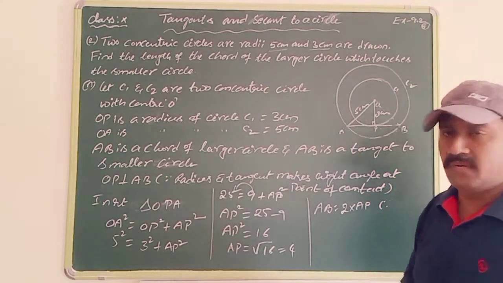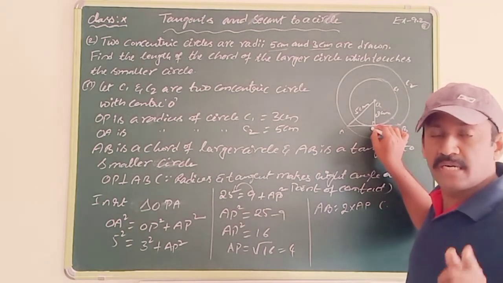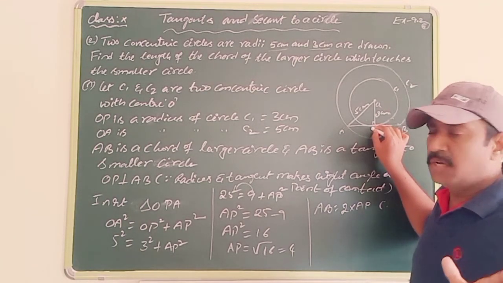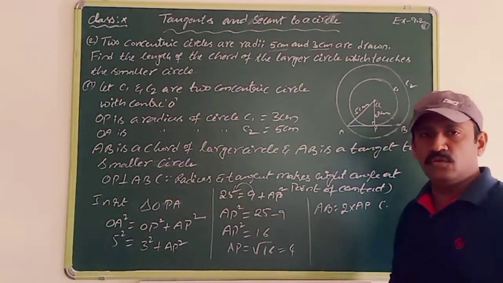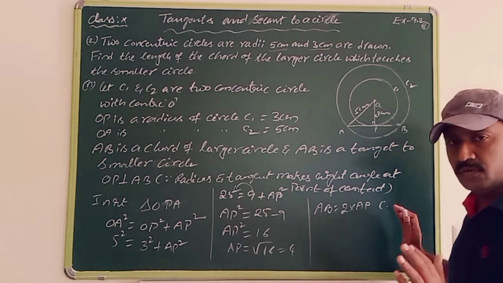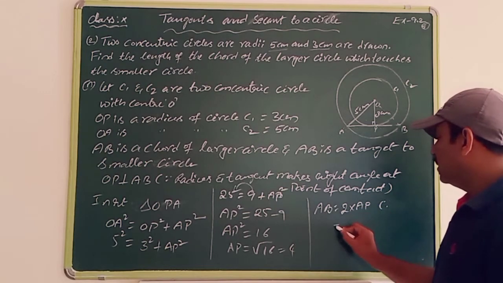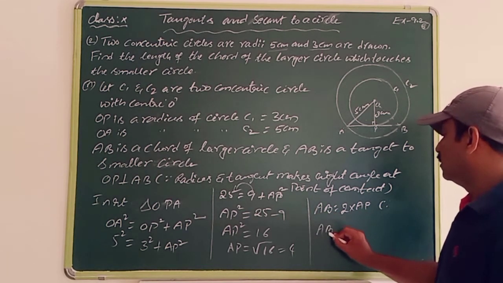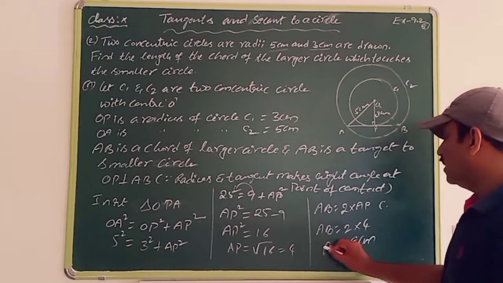Logic number 1: a line which runs from the center perpendicular to the chord bisects the chord. It is very simple. Otherwise, if you want to write from statement number 2, you can prove the triangles congruent and then write it. Then we can write AB is 2 times AP. So AB is equal to 2 times 4, that is 8 centimeters.